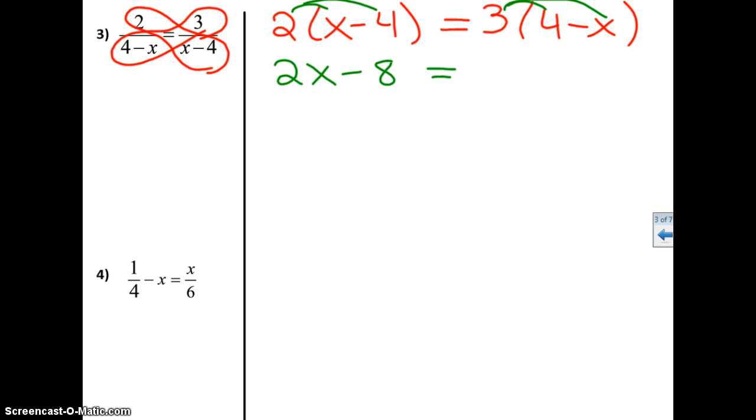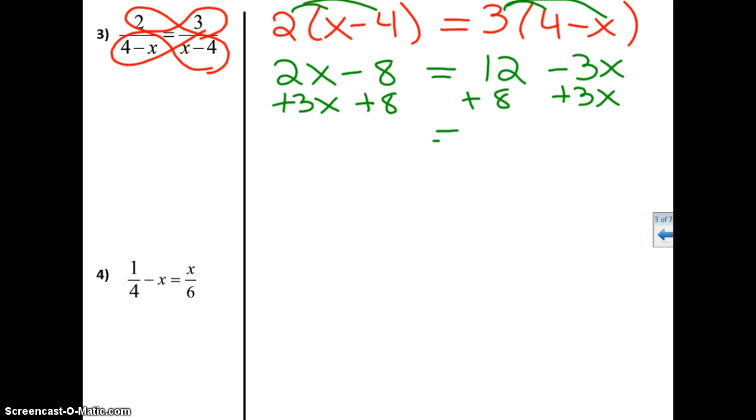Distribute on the other side, and I have 12 minus 3x. Again, at this point, I'm ready to just move my x's together. So I'm going to add 3x to both sides. And while I'm at it, I'm going to add the 8 to both sides.